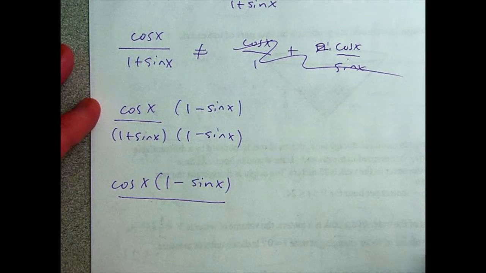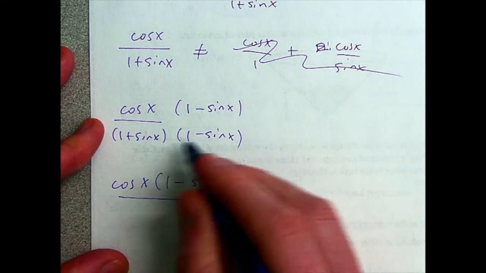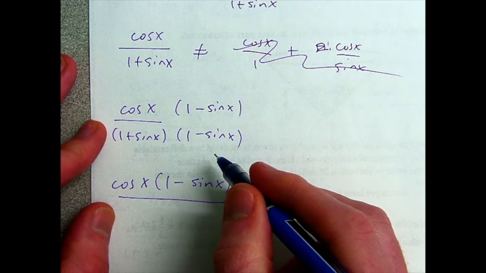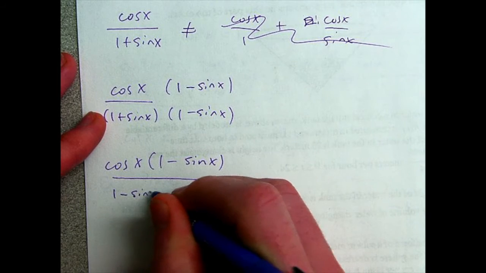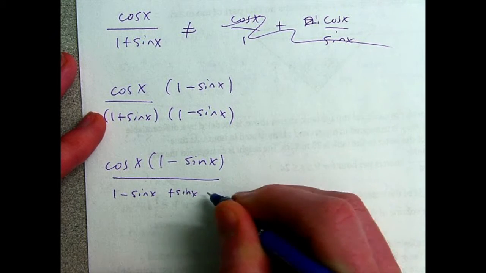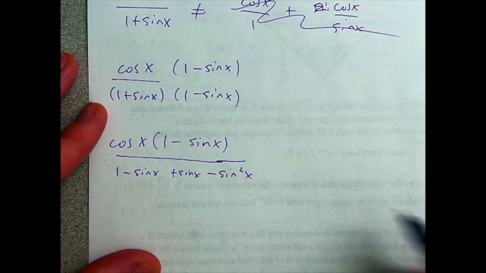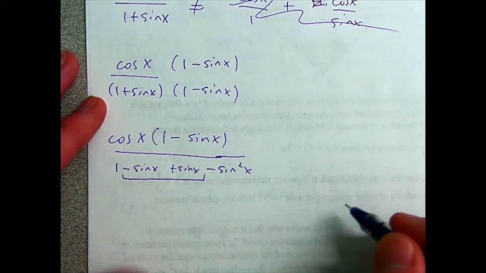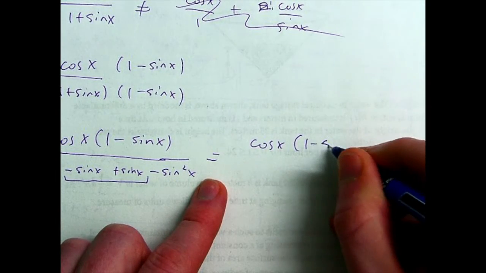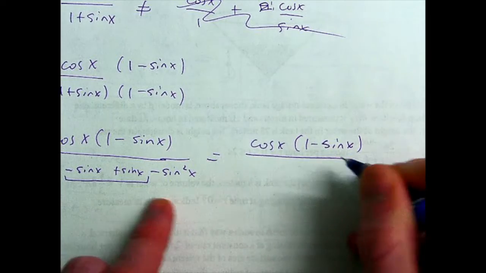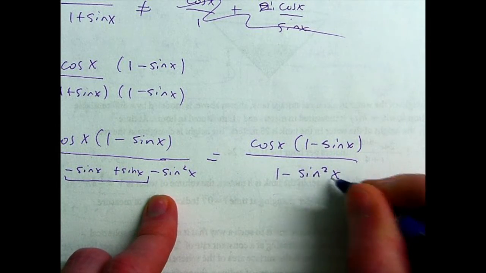But in the denominator, if you multiply all of this out, 1 times 1 and 1 minus sine x and all that, something nice happens. You get 1 minus sine x plus sine x minus sine squared x. And the two middle terms cancel out, the minus sine x and the positive sine x. And that leaves us with cosine x times 1 minus sine x over 1 minus sine squared x.